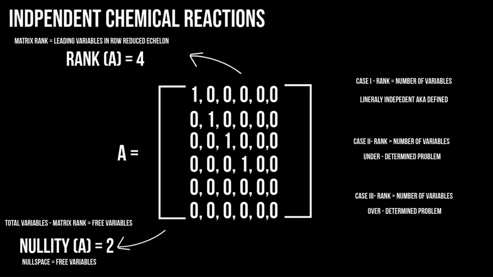So for those of us back home who are really rusty in math, what you're saying is each row represents one specific reaction, correct?